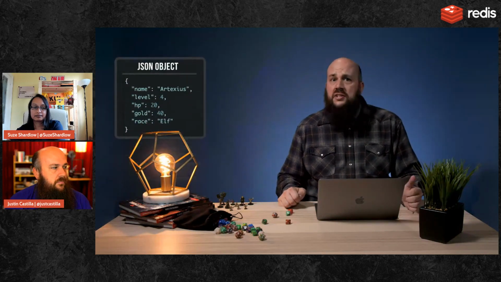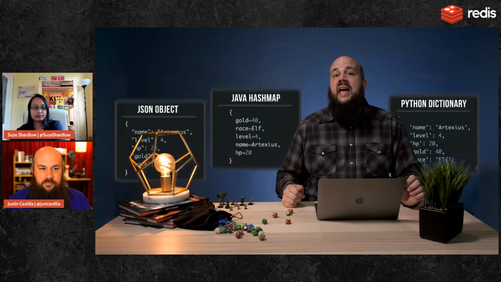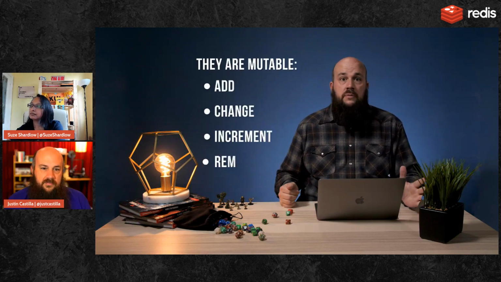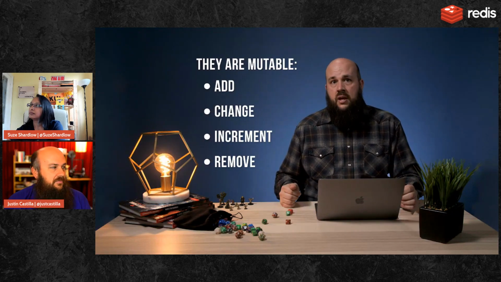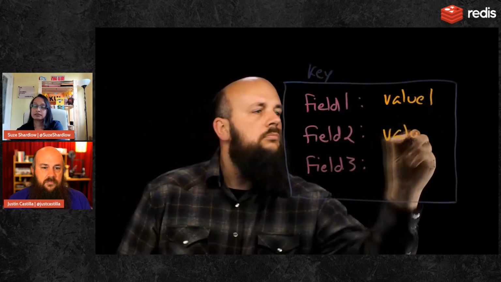Hashes are collections of field value pairs and look a lot like a JSON object, a Java hash map, or a Python dictionary. Redis hashes are also mutable. We can add, change, increment, and remove field value pairs at any time, not just at the initial declaration. Hashes store field values as strings, which means that they are flat. There are no nested arrays or objects.